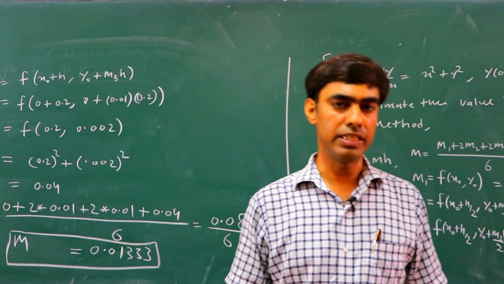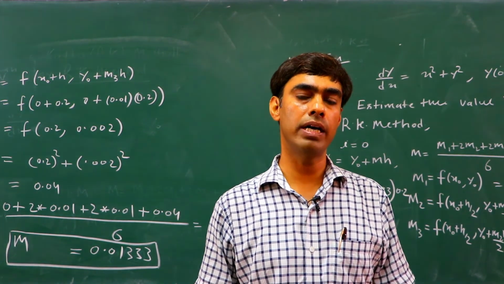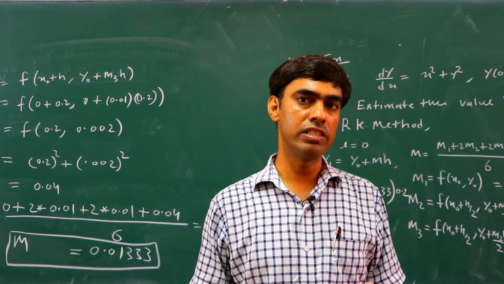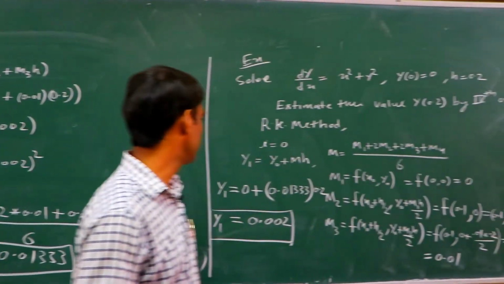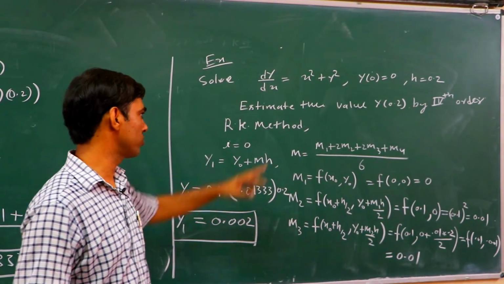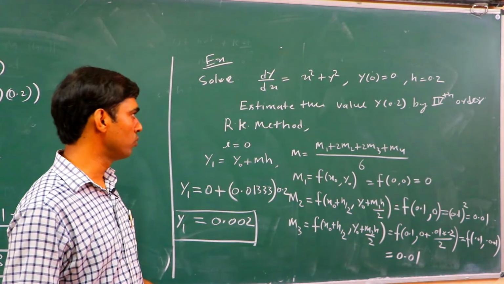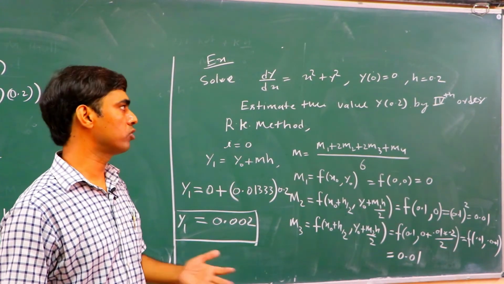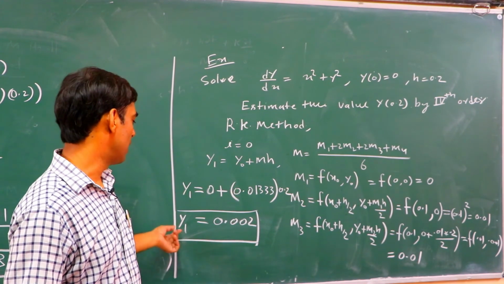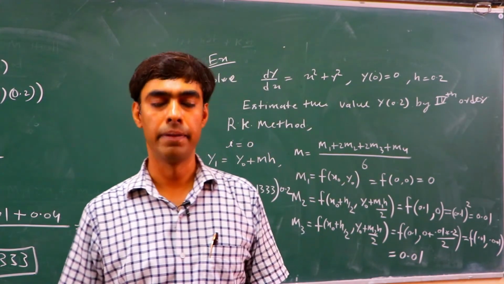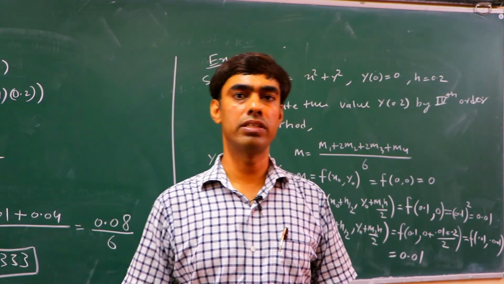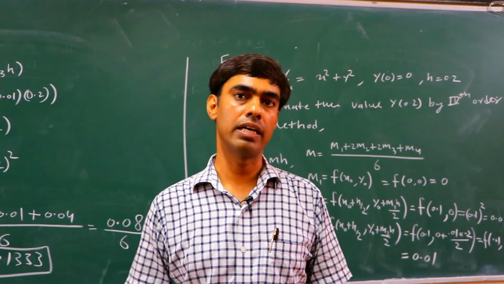Similarly, if there is a need to find the value of y at x equals 0.4, then we perform one iteration more by choosing x1, which is x0 plus h, that is 0.2, and y1 is 0.00266, like this. So this one is all about the fourth order RK method.